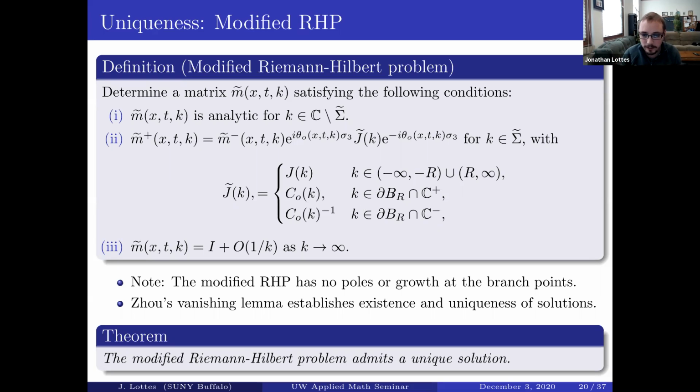But if you were to analytically extend that C naught, then you would recover the location of the discrete eigenvalues and the residue conditions and the growth behavior at the branch point. But the advantage of this modified Riemann-Hilbert problem is that because all these issues are removed, there's no poles, no growth or anything, we can use Gauss vanishing lemma to establish the existence and uniqueness of solutions for this modified Riemann-Hilbert problem.